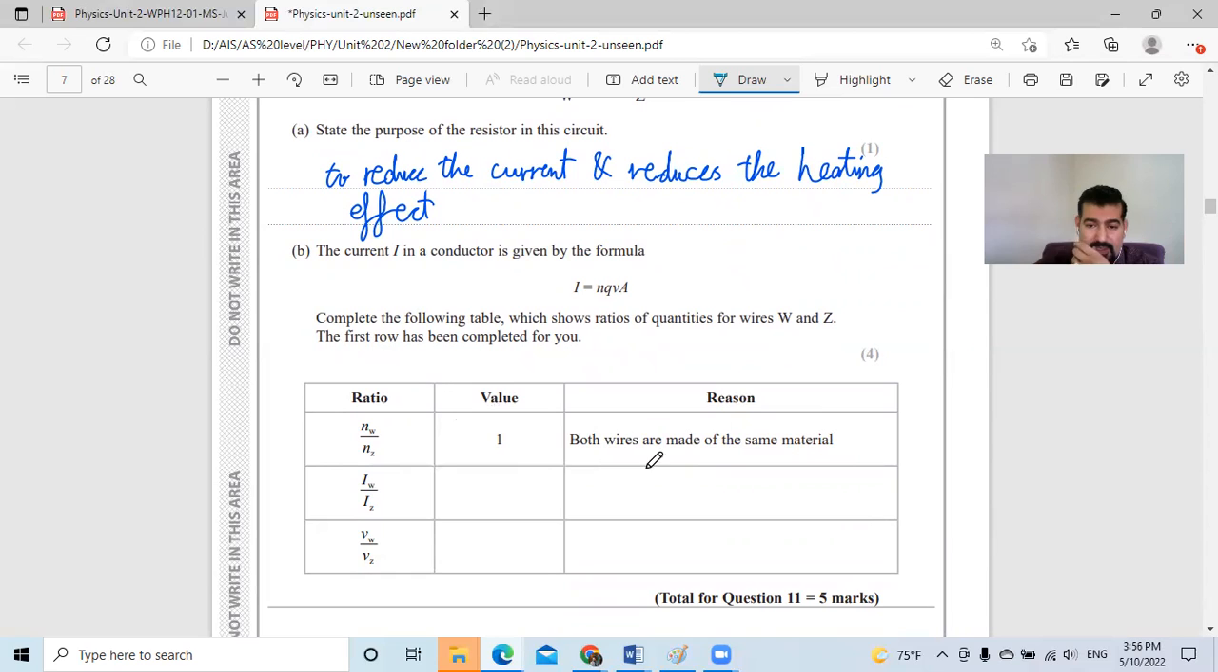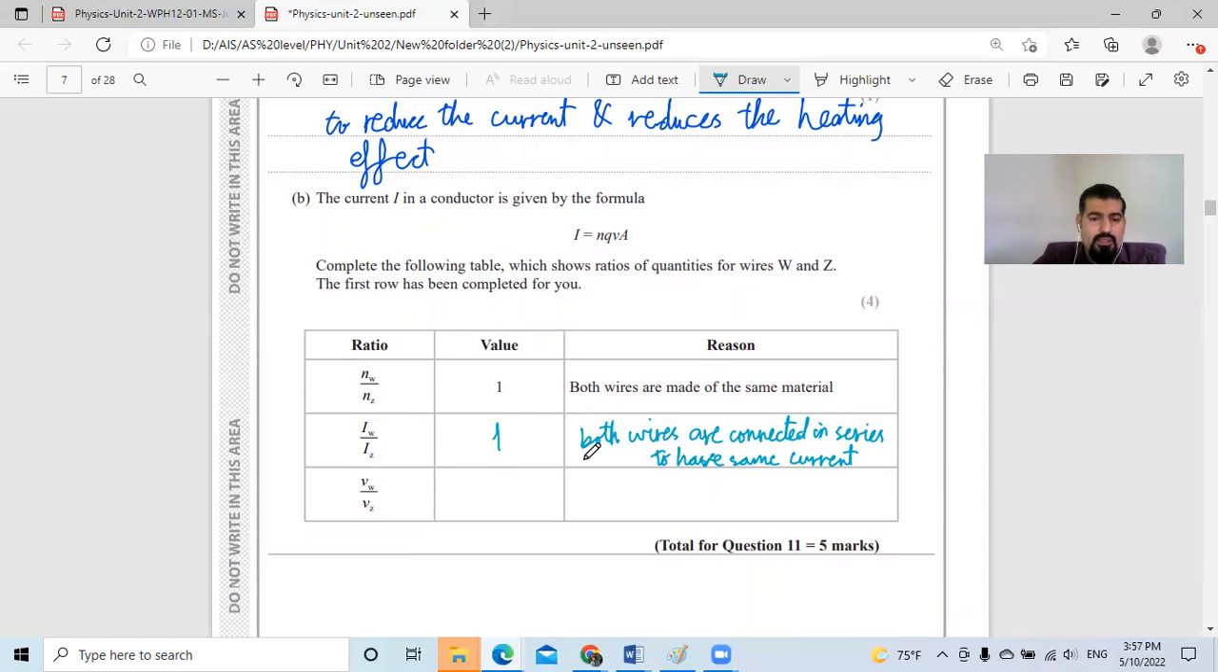Current over current. Now, since they are connected in series, what do you think the current ratio will be? Exactly. Thank you, Hamza. It will also be 1. Both wires are connected in series. So when they are connected in series, they have the same current.